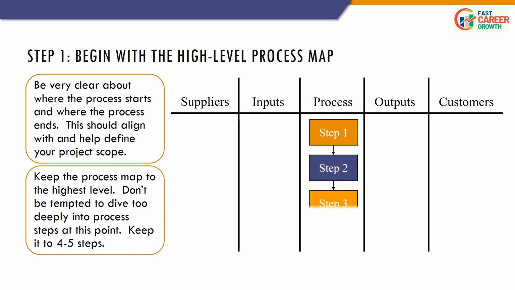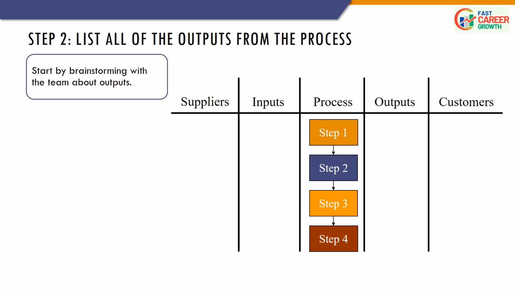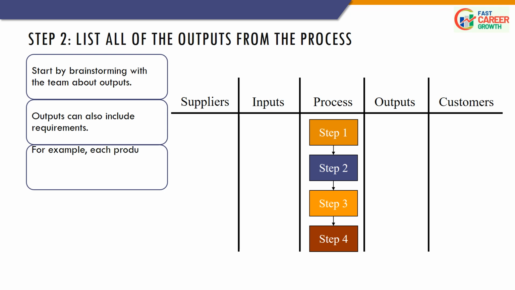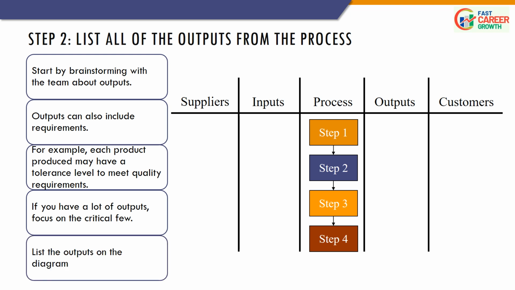List all of the outputs from the process. Start by brainstorming with the team about outputs. Outputs can also include requirements. For example, each product produced may have a tolerance level to meet quality requirements. If you have a lot of outputs, focus on the critical few. List the outputs on the diagram, such as services, products, reports, metrics, raw data, etc.